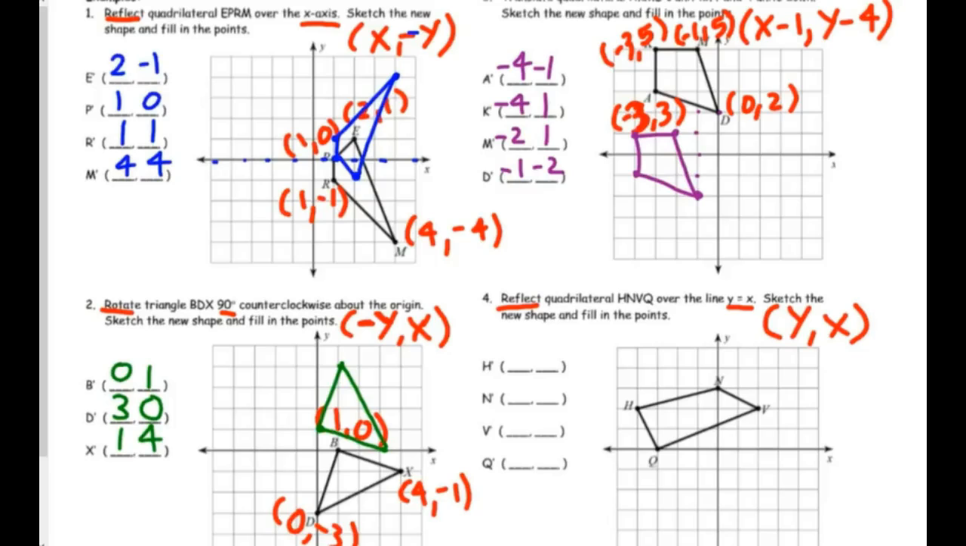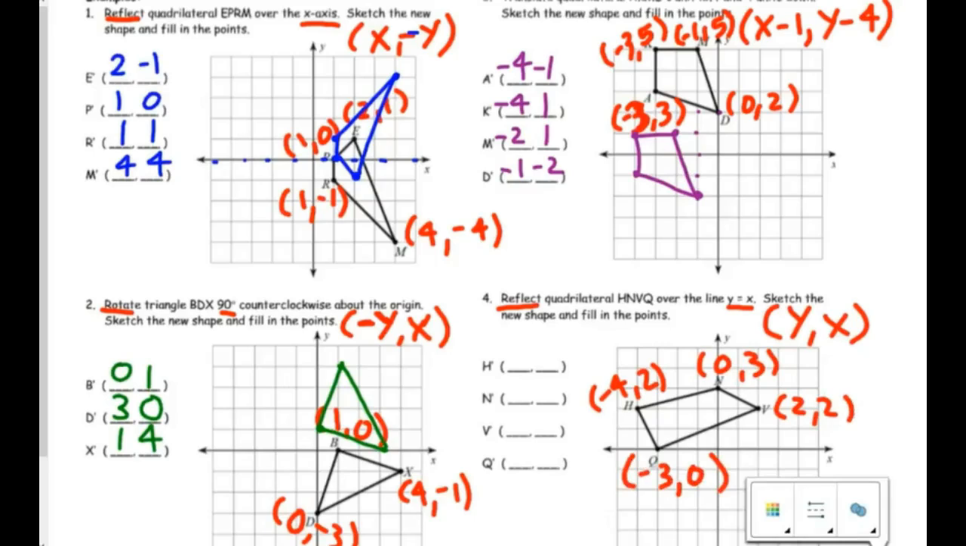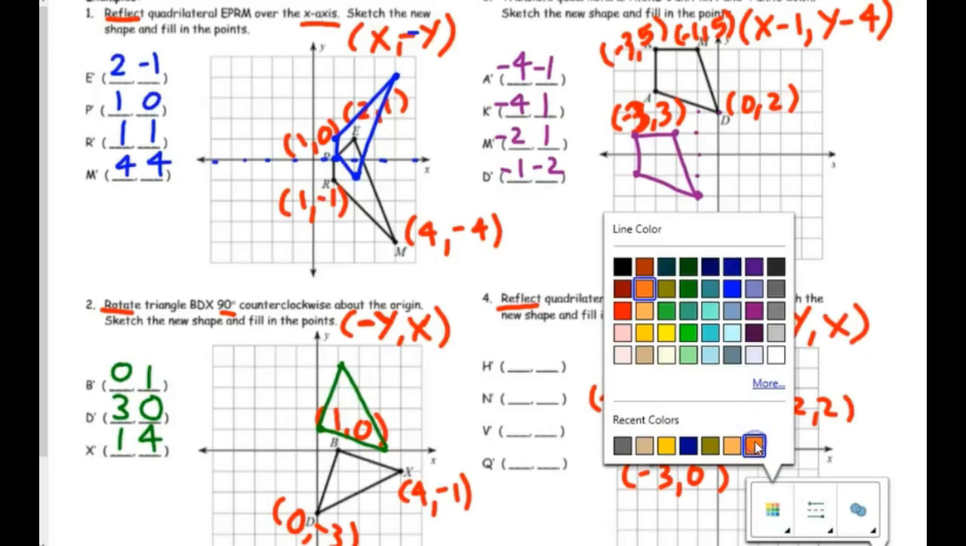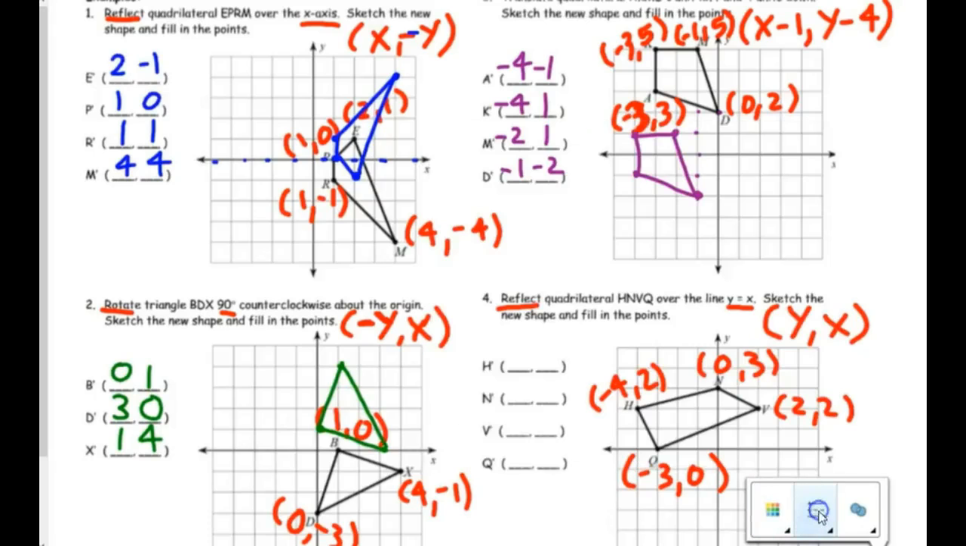So first I'm going to write down my points. Negative 4, 2 for h. 0, 3 for n. 2, 2 for v. And then negative 3, 0 for q. I'm going to use my rule. But I want you to notice, all we're doing is switching x and y. xy becomes yx. Just flip.